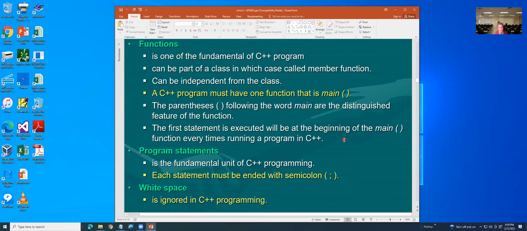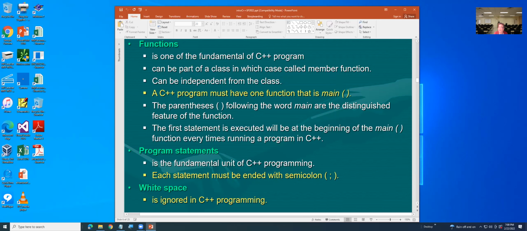If you want to understand, you have to read this 100 times. Go over it and over it, and it will go into your brain. At a certain point, you can understand everything. You never know. Okay? Next is the program statement, which is the fundamental unit of C++ programming. Each statement must end with a semicolon.